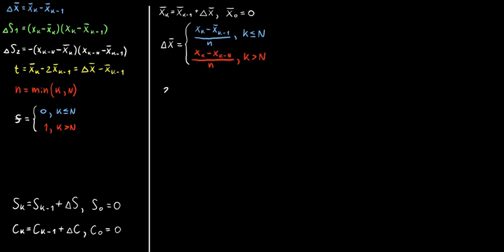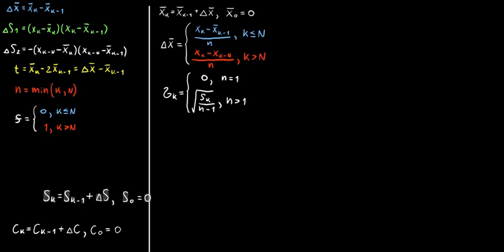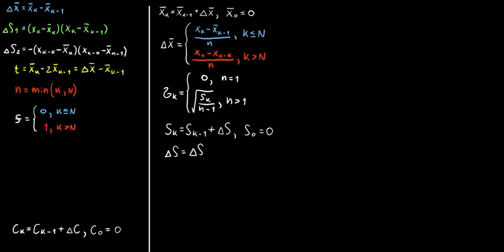Next, the standard deviation can now be calculated as 0 when little n is equal to 1, and it can also be calculated as the square root of the sum of squares divided by little n minus 1 when little n is greater than 1. Moving on, the current sum of squares calculation stays the same. However, delta s can now be calculated as delta s1 plus f times delta s2.